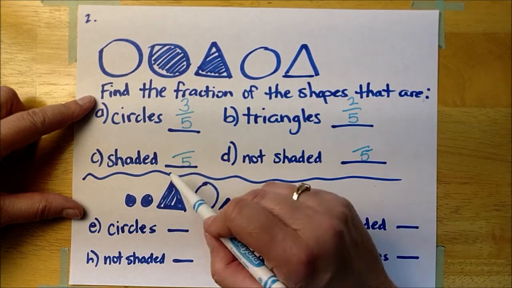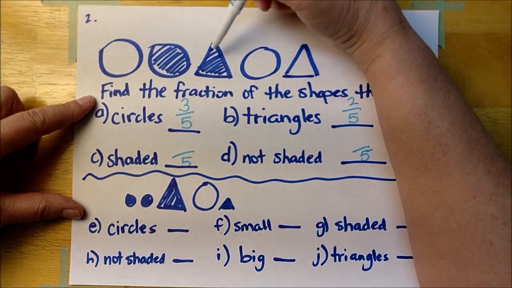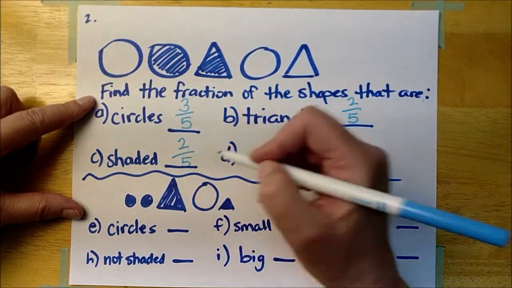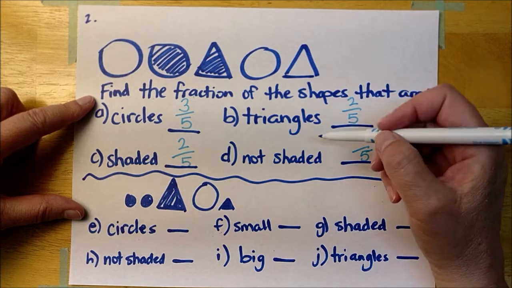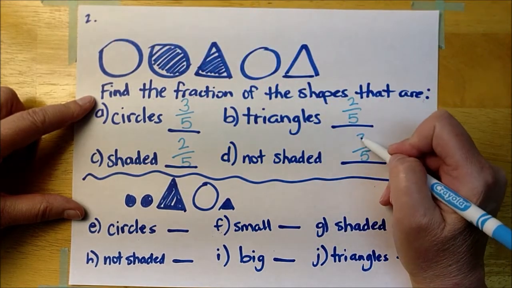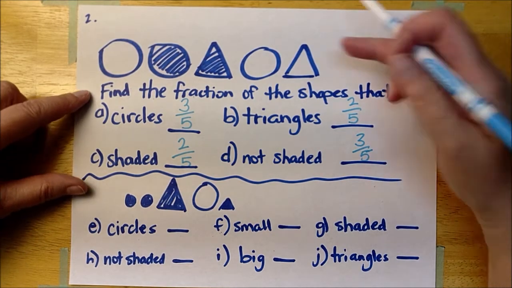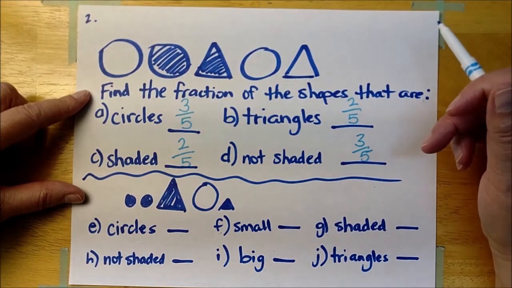Now I need to figure out what fraction of these shapes are shaded. 1, 2 are shaded. So 2/5 of them are shaded. And how many of them are not shaded? 1, 2, 3. 3 of them are not shaded. So that would be our fractions for this set of information.